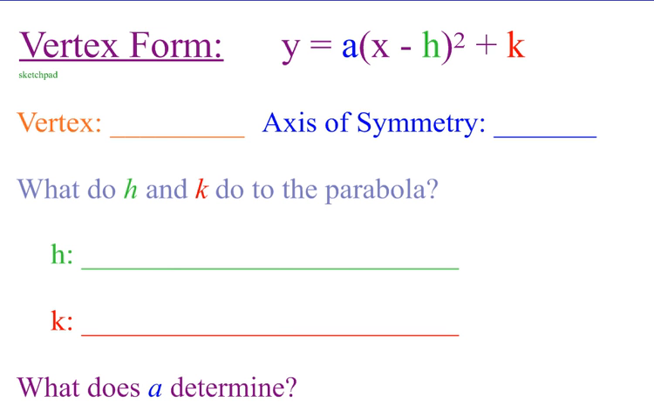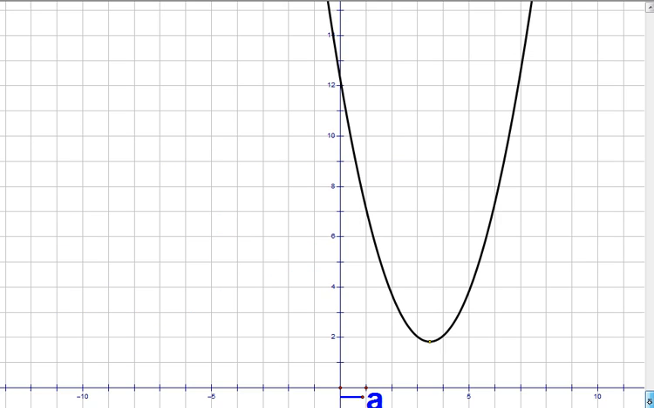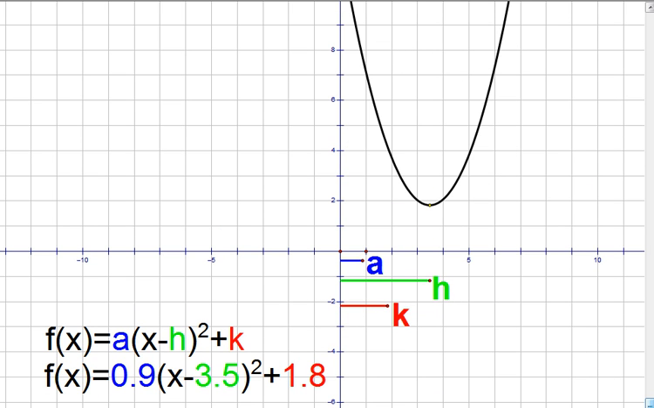We're going to look at how the variables a, h, and k change a parabola, so we can see how they influence how we can graph it from this form. So looking at this Geometer's Sketchpad, there's a parabola here, and you'll see that I have a, h, and k labeled, and you can see how the parabola moves based on how I move a, h, and k. So first I'm going to move a.